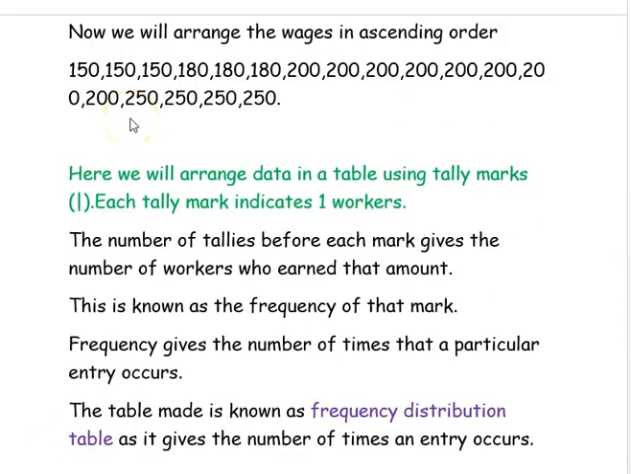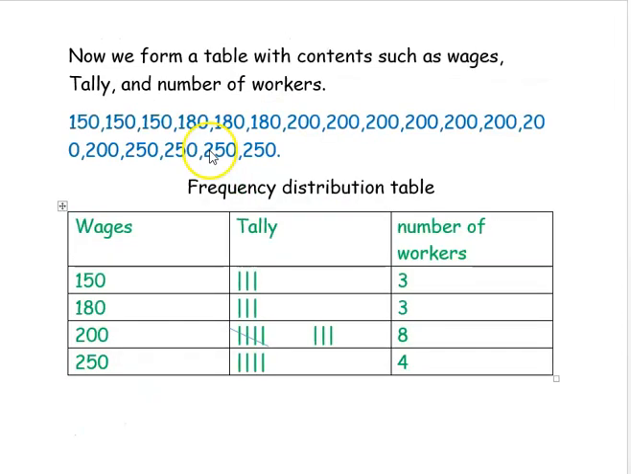Now to make the frequency distribution table, it will be easy if we arrange the wages in an ascending order. So now I have arranged all the wages in the ascending order, 150, 150, 180, 200 and 250. So now it's easy for you to draw the frequency distribution table. The contents of the frequency distribution table are wages in rupees, tally marks and the number of workers. The wages are 150, 180, 200 and 250, 4 wages in rupees.